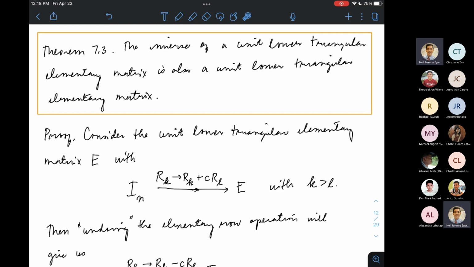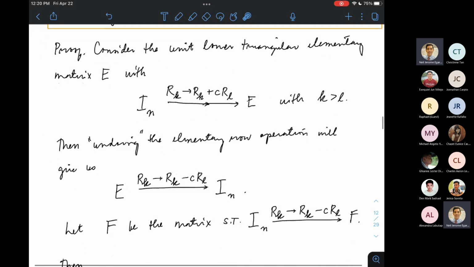Okay, yeah, this is fine. The inverse of a unit lower triangular elementary matrix is also a unit lower triangular elementary matrix. Ang haba nung theorem, no? So, ito yung kagandahan sa mga unit lower triangular matrices. Tapos, ito yung mag-allow sa atin na makakuha ng madaling LU factorization mula dun sa equation 7.3.